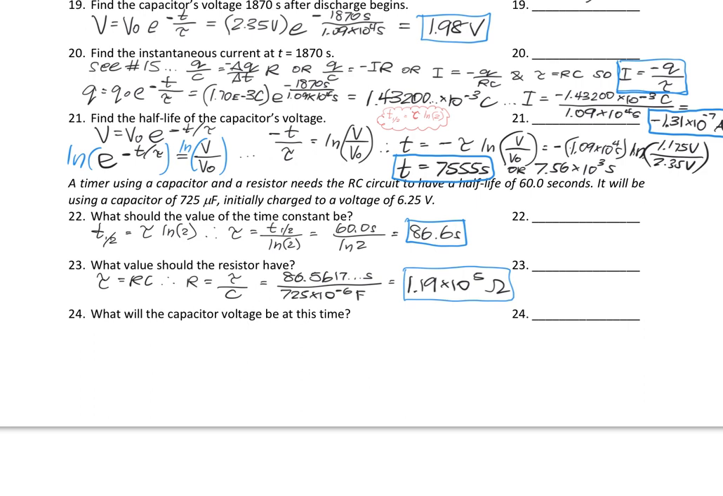And then what is the voltage at that time? At the time of 60 seconds, the half-life. So we can get that with V is V naught e to the negative t over tau, and the capacitor is initially 6.25 volts. So we do 6.25 times e to the negative 60 over 86.6, and we get 3.12 volts for the voltage at that time. Okay, terrific.